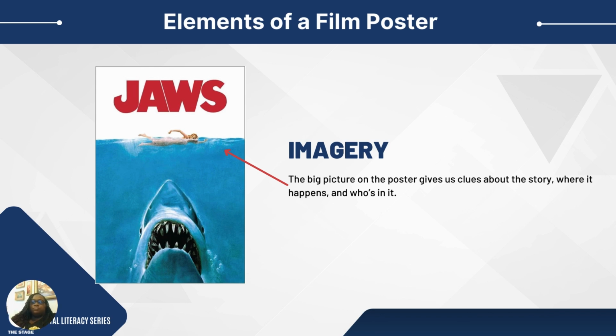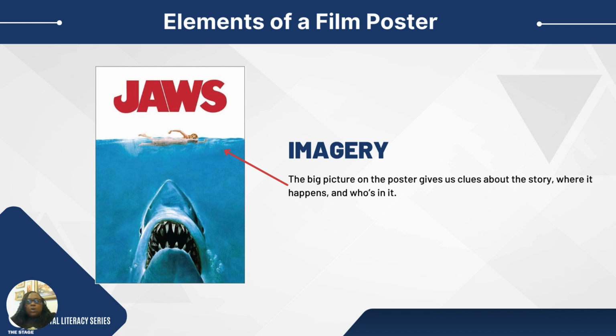Imagery. That's another big piece, right? Imagery. Now, imagery is a powerful component of a film poster. Whether it's using illustrations, photos, or graphics, the chosen imagery must captivate and convey the film's atmosphere. Now, if you're using illustrations, photos, or graphics, each type has its own impact and use case. Now, impactful imagery can be seen here. The big picture on the poster gives us a clue about the story, where it happens, and who's in it.